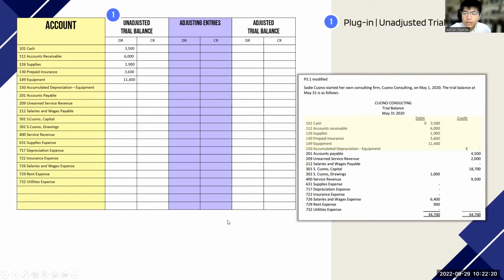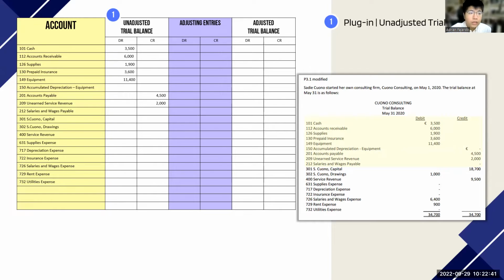Then, from there, we plug in our liabilities represented by the 200s. So 201 accounts payable all the way to 212 salaries and wages payable. So we just, again, plug it in. So plug the credits. So 45 accounts payable, unearned service revenue, 2,000.